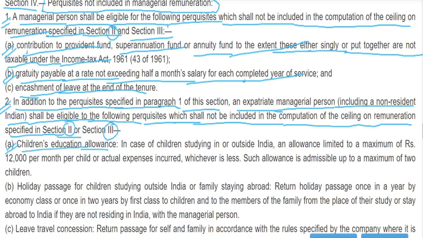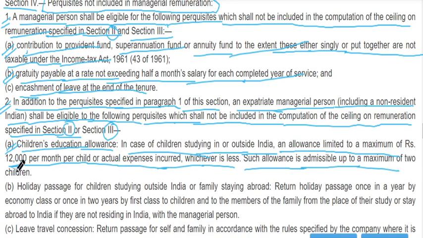Children education allowance, in case of children studying in or outside India, limited to a maximum of 12,000 rupees per month per child, or actual expense incurred, whichever is less. Such allowance is admissible up to a maximum of 2 children. Holiday passage for children studying outside India or family staying abroad. This is another perquisite.